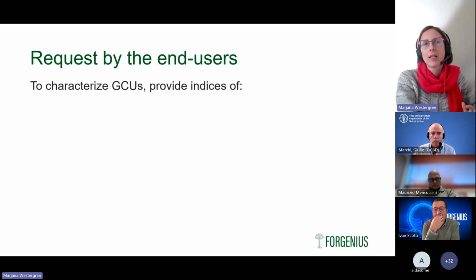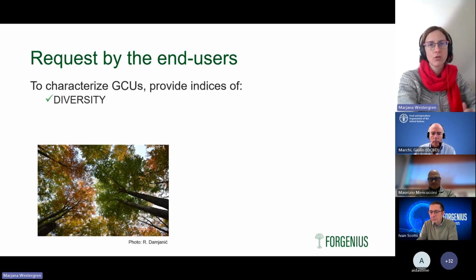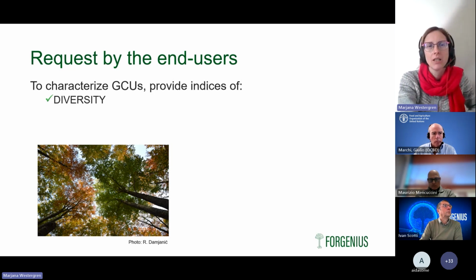So how did we start? We started by asking the end users what kind of information on gene conservation units they would like to have. And what they told us is that they want information about diversity of gene conservation units, so about the genetic resources. And on the picture, you can see an example of diversity in the case of leaf autumn phenology in a beech conservation unit in Slovenia.